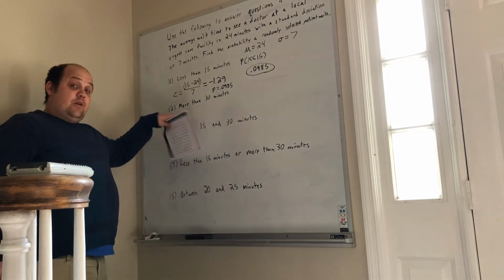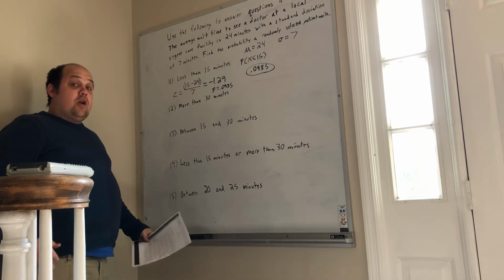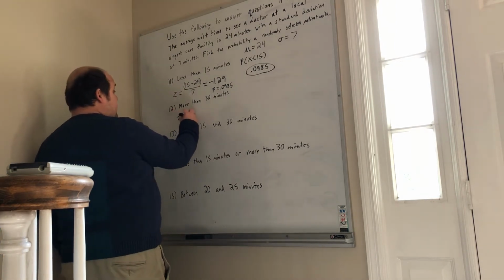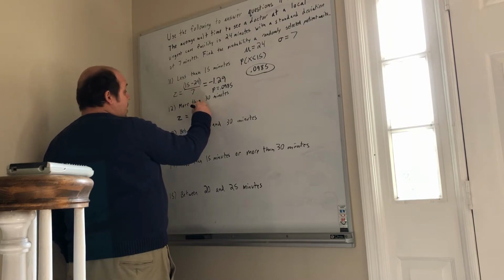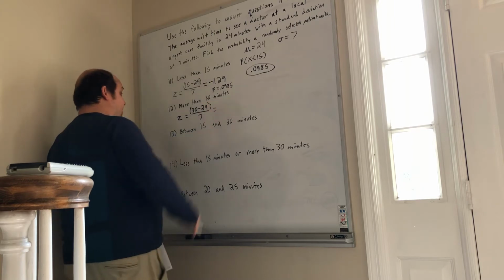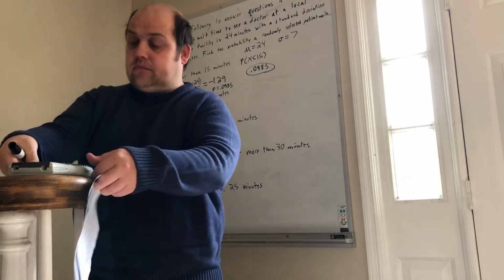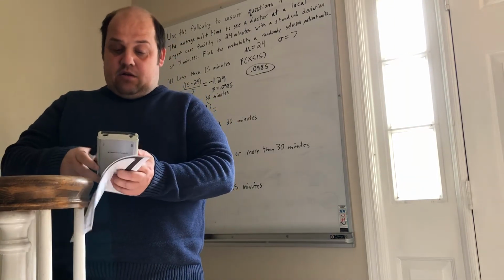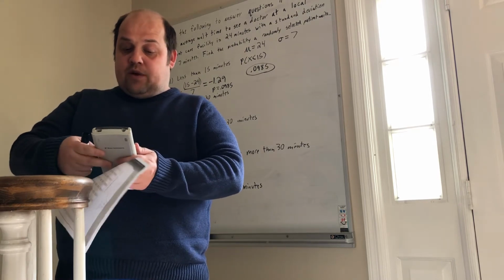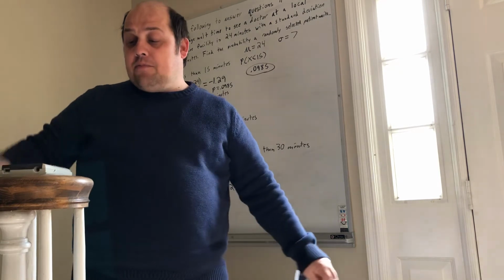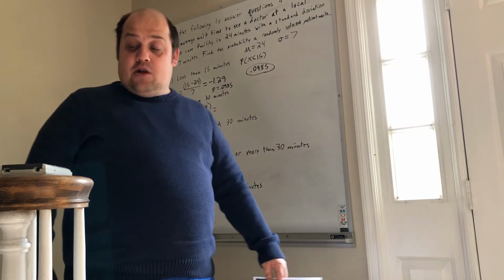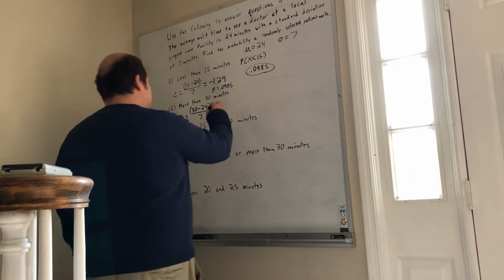Next question says, what's the probability we wait more than 30 minutes? Z equals 30 minus the mean of 24 over the standard deviation of 7. Again, I put it in my calculator. This time when I do 30 minus 24 over 7, I get a z-score of 0.857, which I'm going to call 0.86.